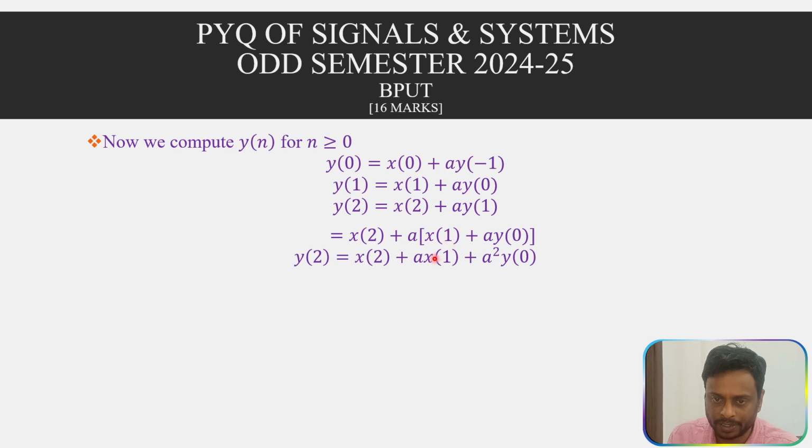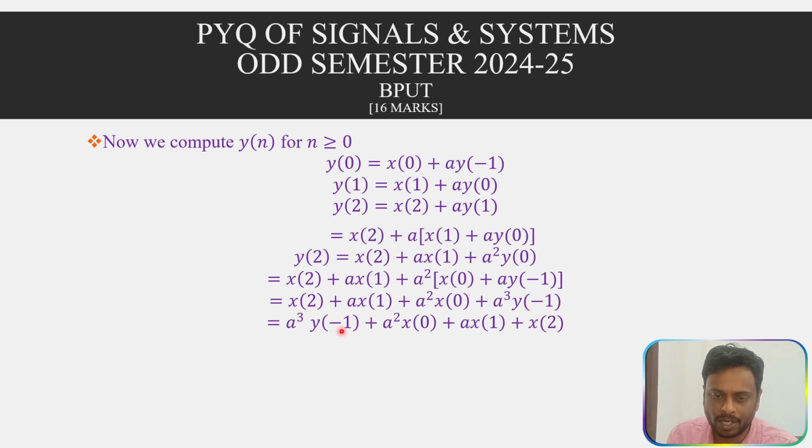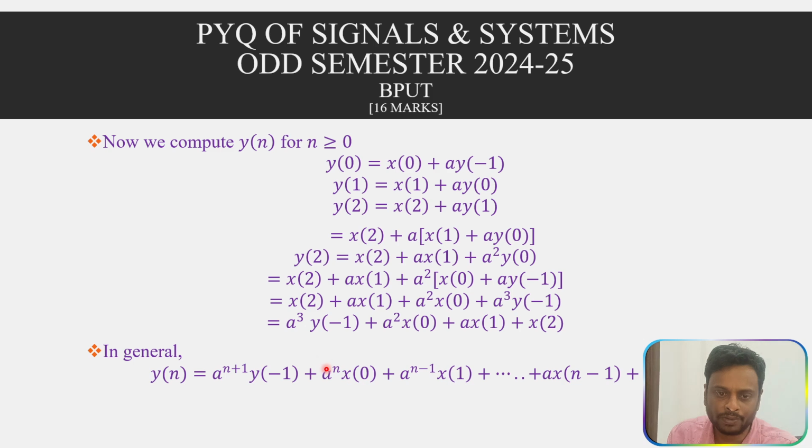Similarly, we can put the values. So y of 2 equals x of 2 plus a of x of 1 plus a square into y of 0. Now you can put y of 0 equal to x of 0 plus a of y of minus 1. So this will be a cube y of minus 1 plus a square x of 0 plus a into x of 1 plus x of 2. So we have computed this, this is our y of 2.